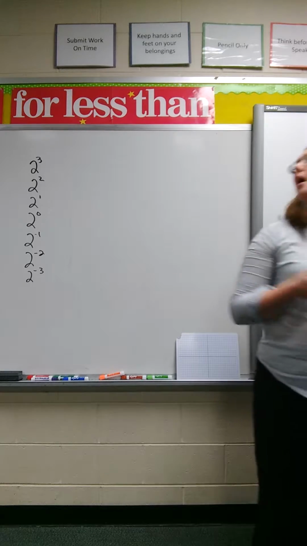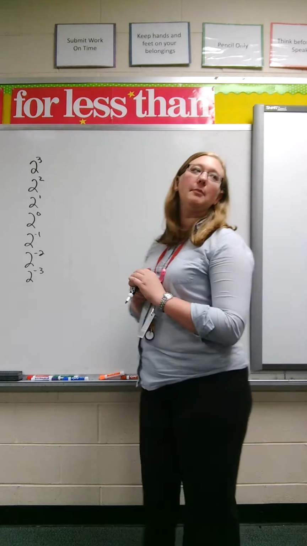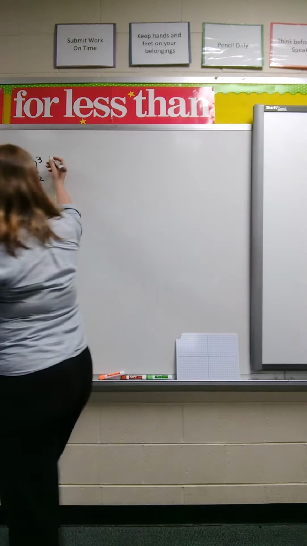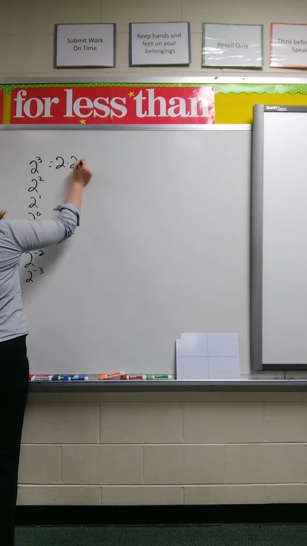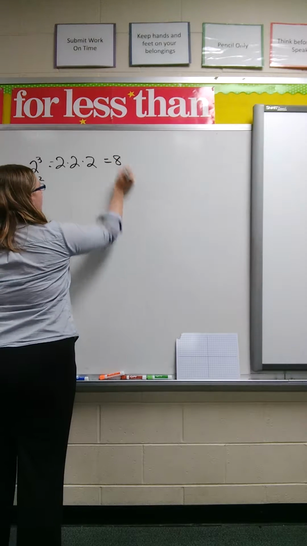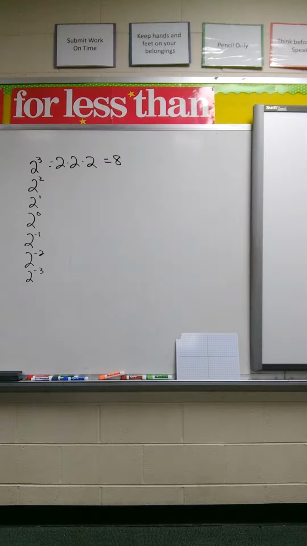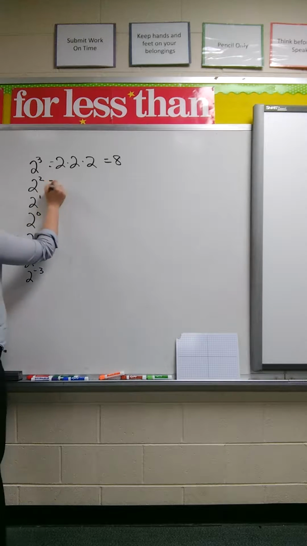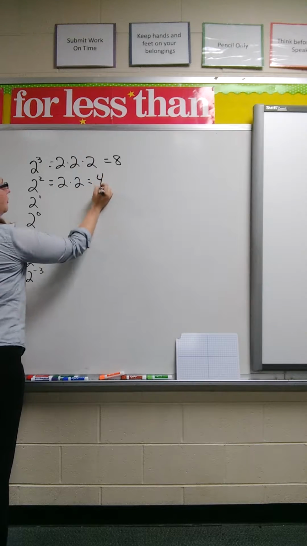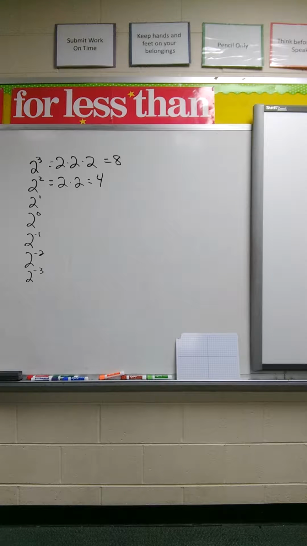Okay? What does 2 to the third power mean? 2 times 2 times 2. What is 2 times 2 times 2? 8. Okay, that equals 8. What does 2 squared mean? That means 2 times 2. That equals 4. What would 2 to the first power mean? 2. Just 2.